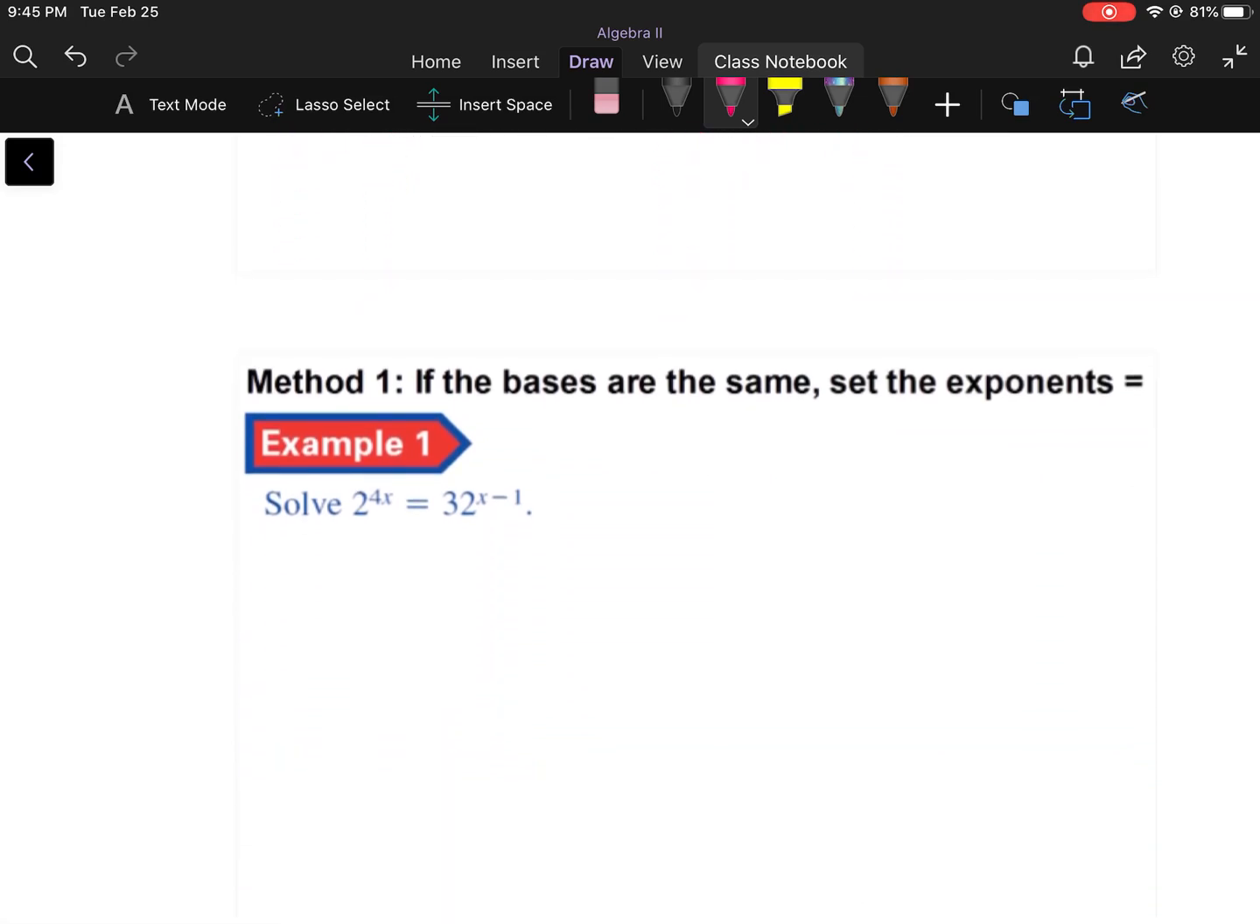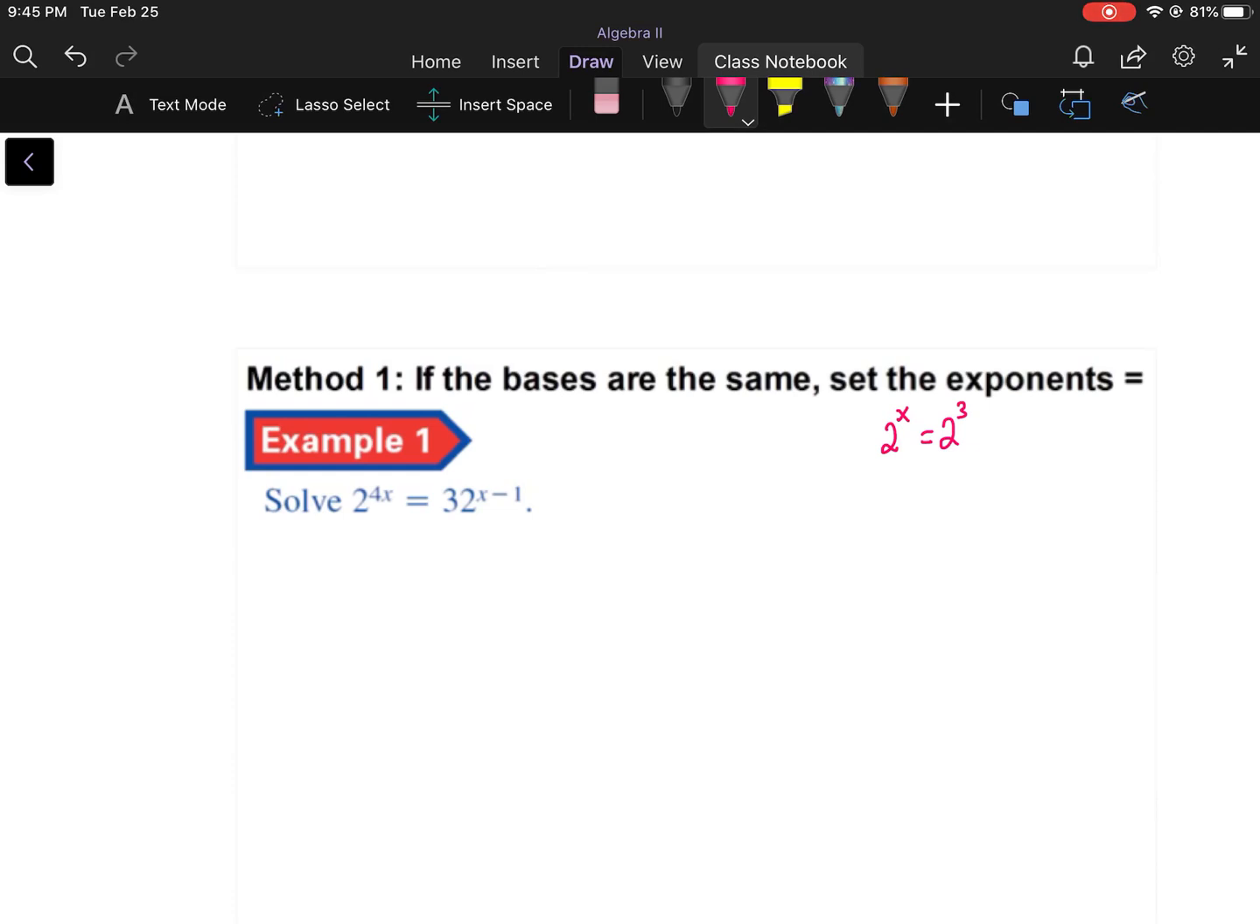I want to make the bases the same. Before I do that, I'm going to ask you, say 2 to the x power is equal to 2 to the third power. What's the answer for x? Well, x must be 3, because if the bases are the same, the exponents have to be the same. So I'm going to rewrite 32 as 2 to some power. You can do a factor tree for that, or maybe you remember from before, but 32 is 2 to the 5th power.